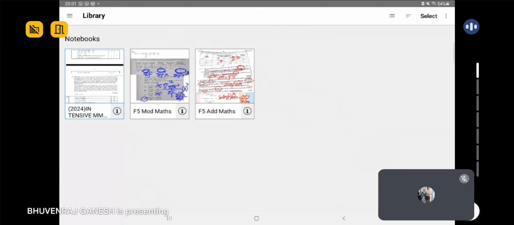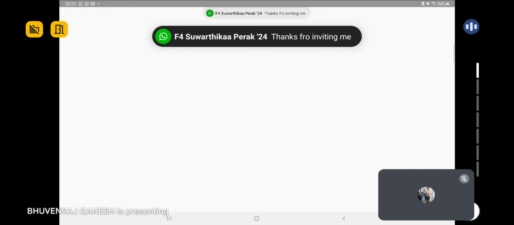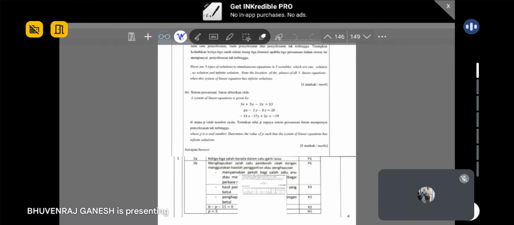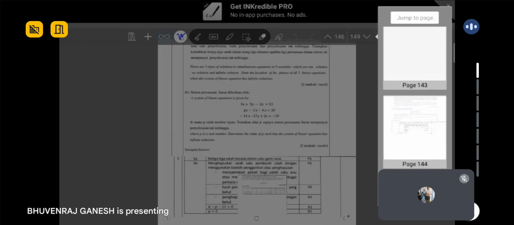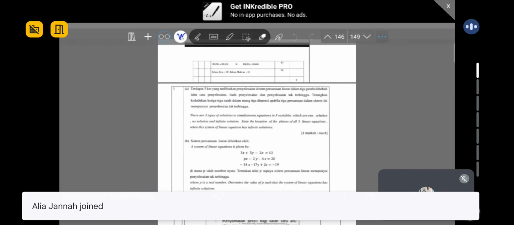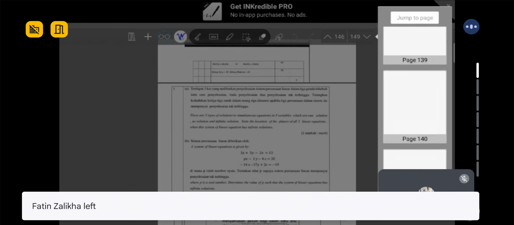Okay, guys. So today we are going to do Form 4 Chapter 3. Okay, Form 4 Bab 3. Alright. So Form 4 Chapter 3 is System of Equation. Okay, System Persamaan. Alright. Okay, wait guys. Let me find the page first.